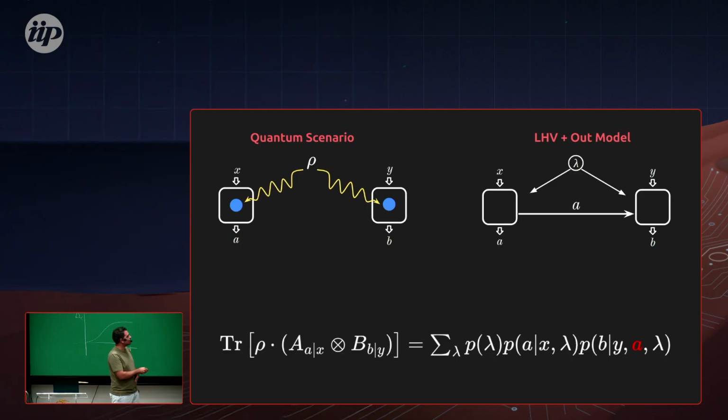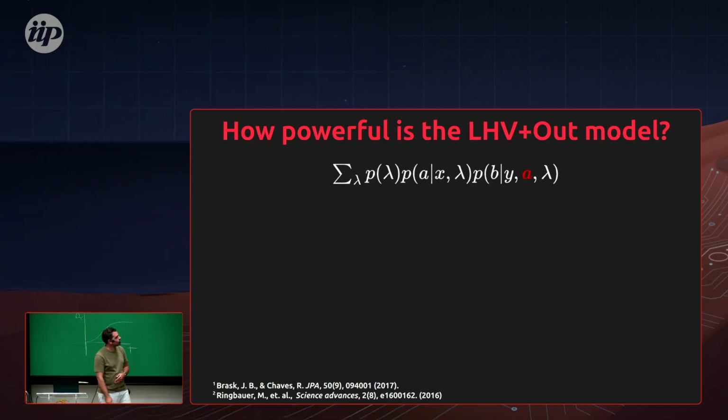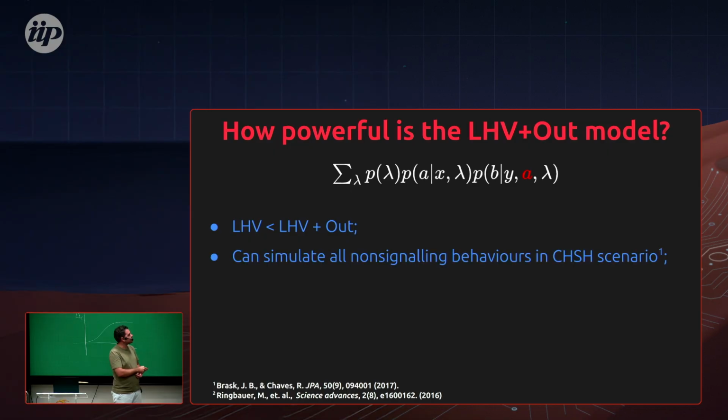And again, you want to know if you can explain more quantum correlations or quantum statistics. And you might ask, how powerful is this new model? Is it the same as the LHV, or is it more powerful, super powerful? And indeed, for sure, it's at least as powerful as the LHV model, right? That will give you more opportunity here to Bob to create the distribution here. But it's for sure, in some scenarios, for instance in the CHSH scenario, quite powerful.